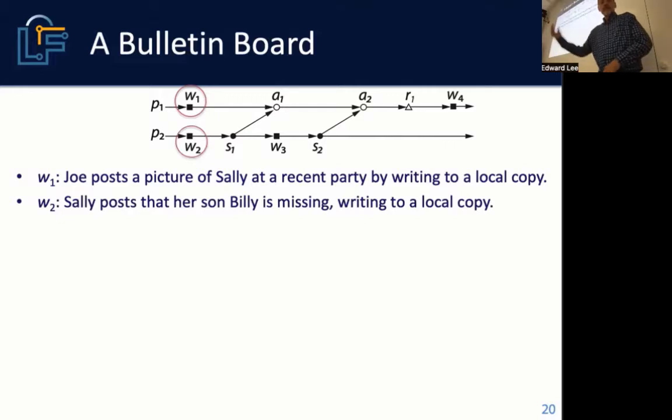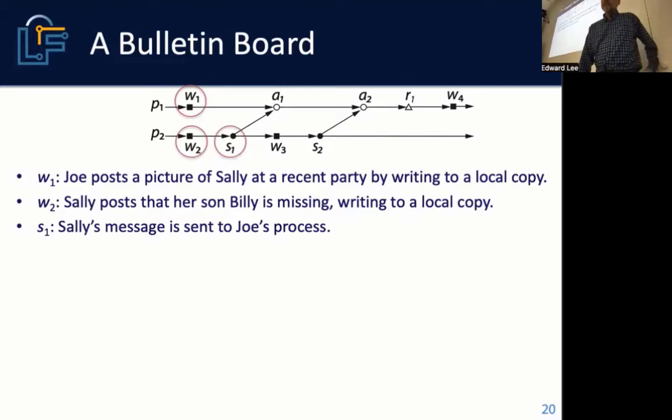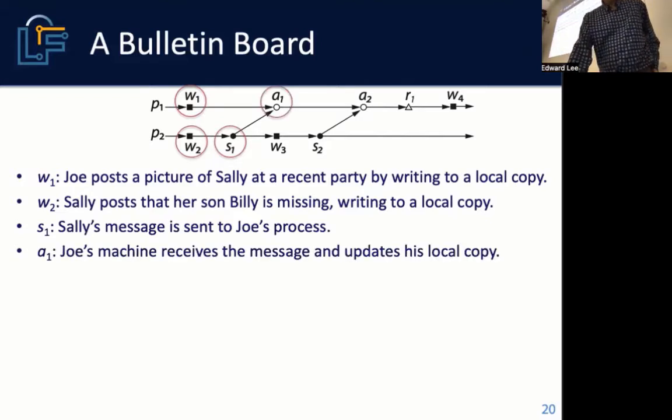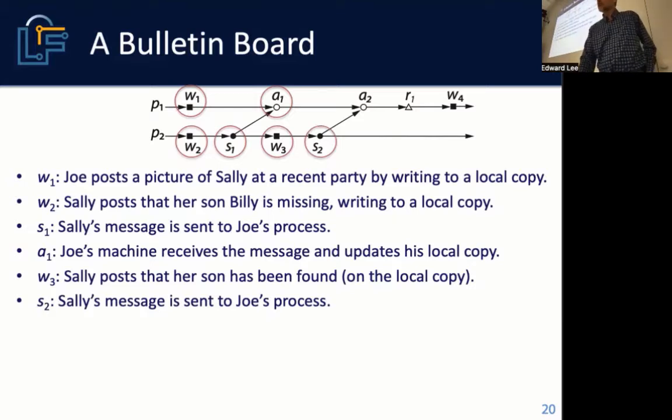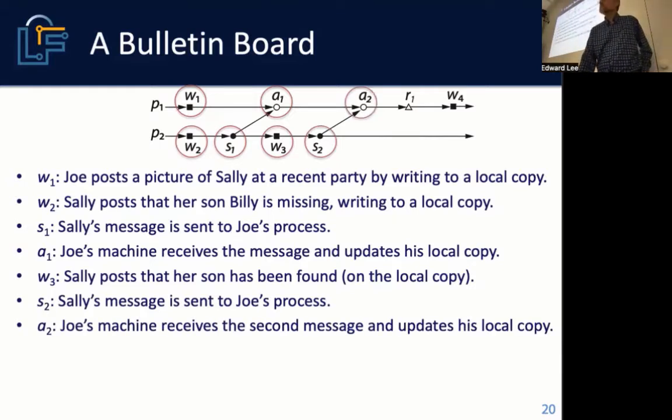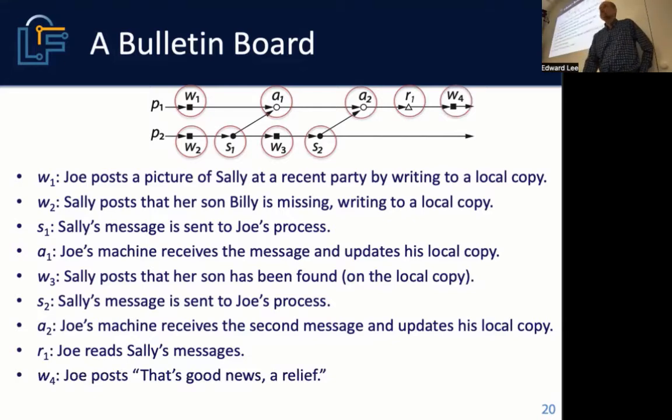Sally posts that her son Billy is missing. Sally's message is sent to Joe's process. Joe's process receives the message. Sally posts that her son has been found. That message is sent again to Joe. Joe receives that message. Joe reads Sally's messages and sends a message saying, that's good news, that's a relief. Straightforward sequence across 2 processes.